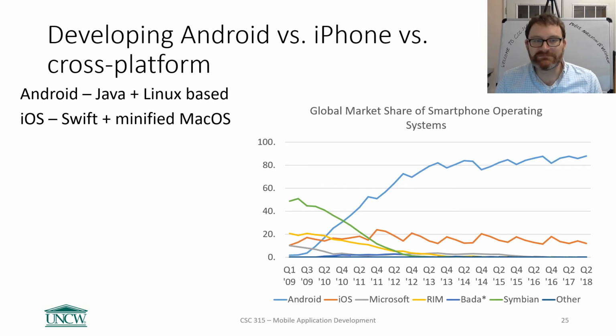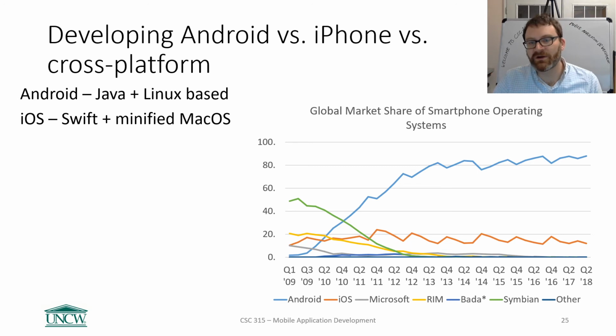Why? Because it's free, because you don't need a Mac to develop it. To develop iOS, you have to have a Macintosh computer, and we just simply don't have enough to use, whereas Android will run on anything. Android is Java and Linux-based, so the Android operating system is Linux-based. iOS is Swift programming language with a minified Mac operating system.